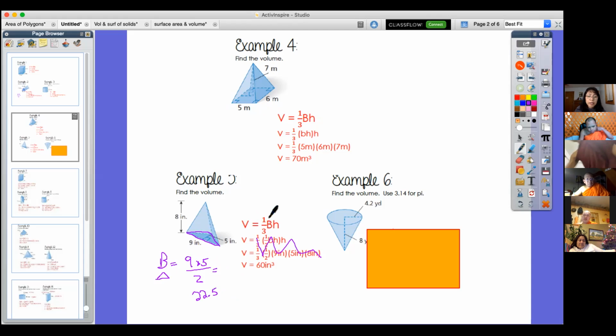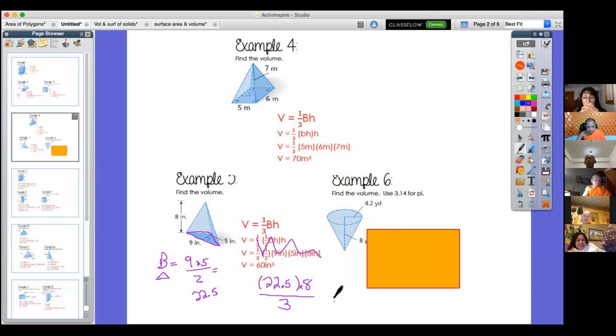So you're going to take that B, which is 22.5, and multiply by 8, and you divide by 3, and that's how you get 60. So do that in your calculator. If you don't get 60, I will check your calculator.